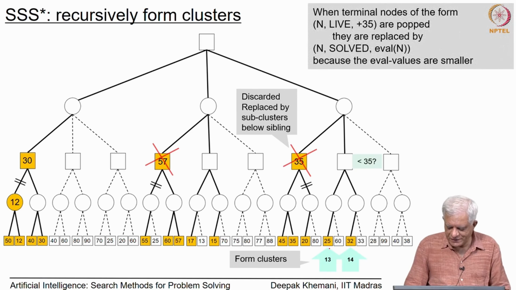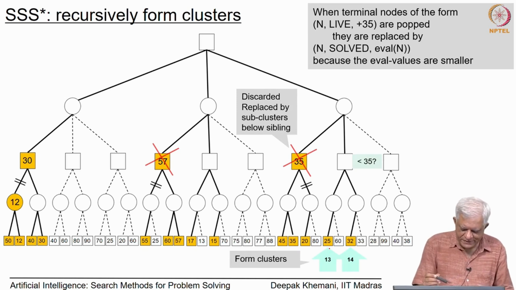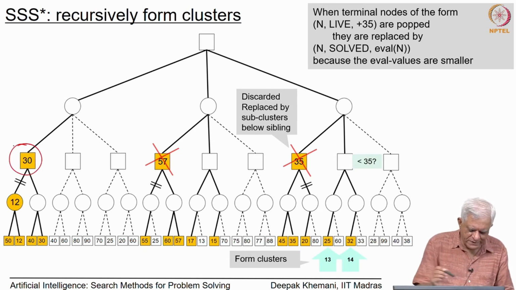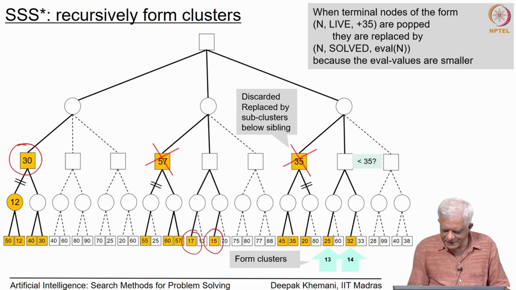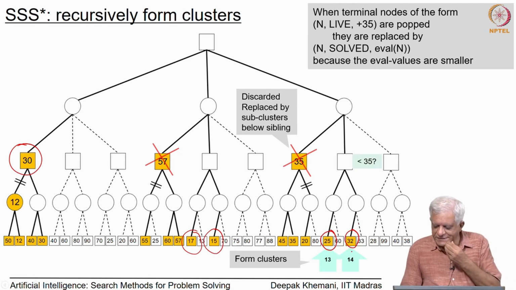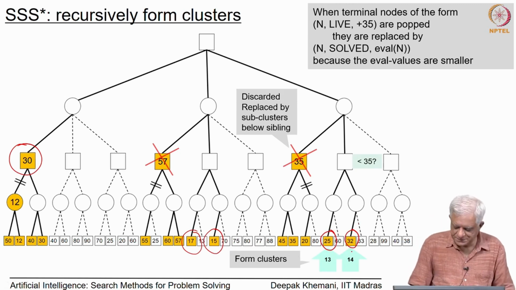So, we keep those values 25 and 32, and then we refine the best cluster. What is the best cluster at this point? You see that one cluster that is still alive is the value with 30. There are two clusters with poor value, but they are not in contention yet, and there are two clusters here, one with 25 and 32. So, 32 is the best, and so we refine that.